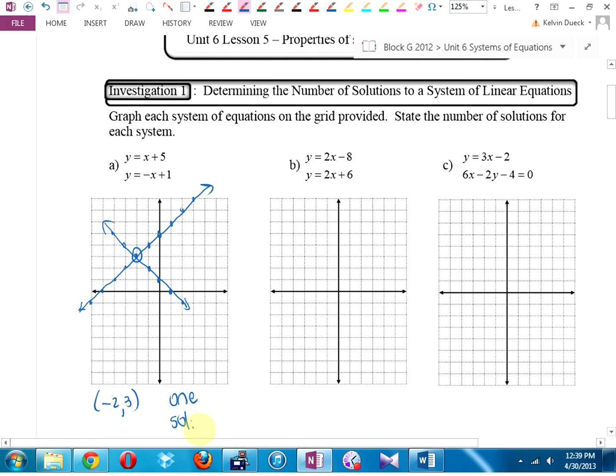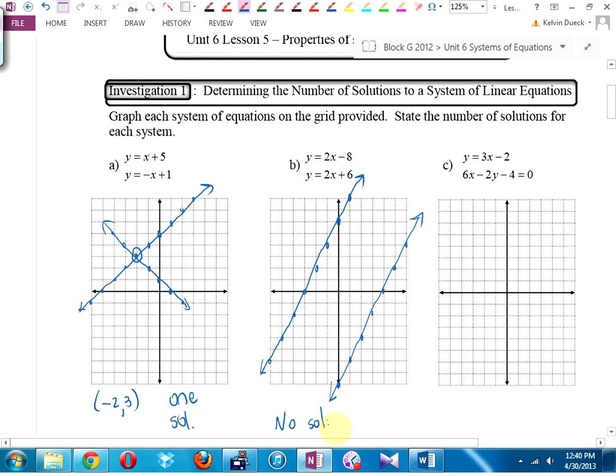Take a look at B. What do you notice is the same about both of those lines before graphing it? Same slope. What's different? Y-intercept. You're right, they're going to be parallel. No solutions. But let's actually graph it just to convince ourselves. So we have a y-intercept of 6, 1, 2, 3, 4, 5, 6, and that means up 2 over 1. Like that. And we have a y-intercept of negative 8, which I'm not sure fits. 1, 2, 3, 4, 5, 6, 7. Ooh, it does. And then up 2 over 1. And we would say no solutions.